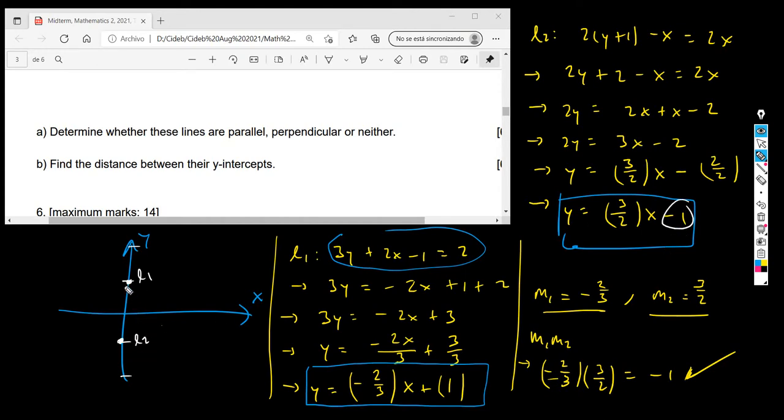We don't care in what direction they are. We only know that they cross the y-axis at these two particular points. So what is the distance between these two intercepts? Well, it's just 2, right? 1, 2, period. So they are perpendicular, and the distance is 2. Problem solved.